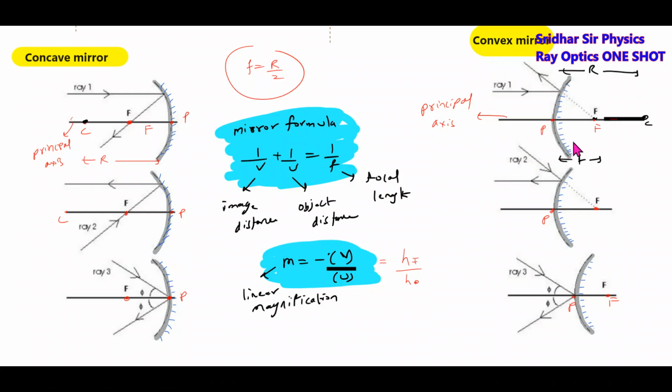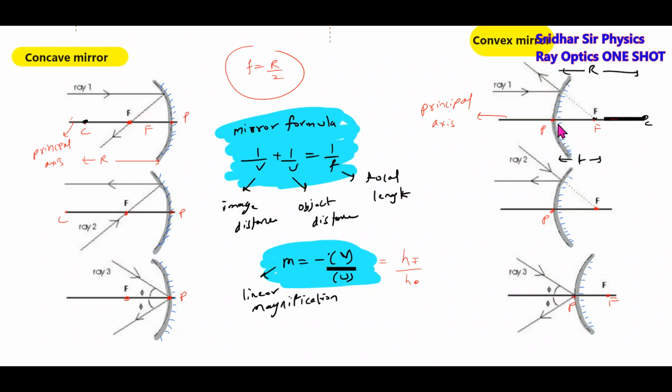And similarly for the convex mirror, the outer surface will be available for reflection and the inner surface is silvered here. There's a principal axis. Ray 1, which is incident parallel to the optic axis, after reflection will appear to pass through the focus. Then if a ray is incident toward the focus, after reflection it will become parallel to the principal axis. Ray 2, if a ray is incident at the pole, it will get reflected symmetrically.